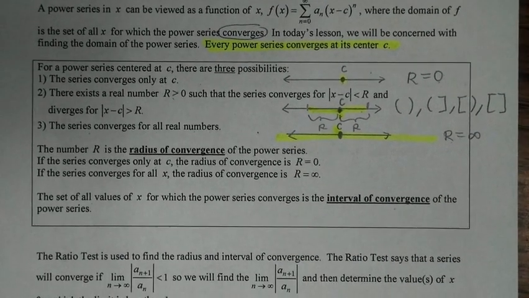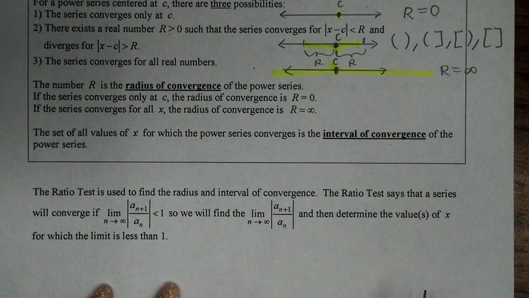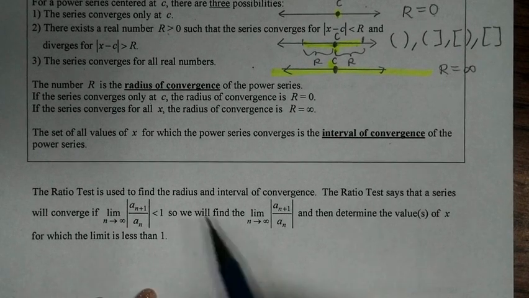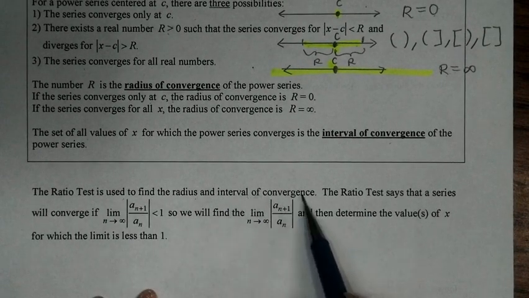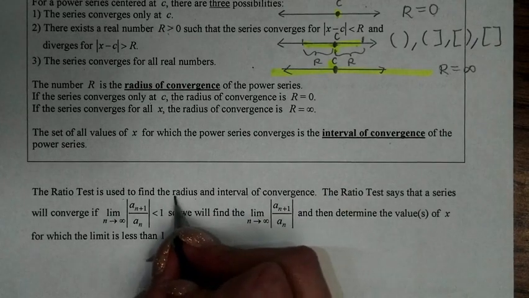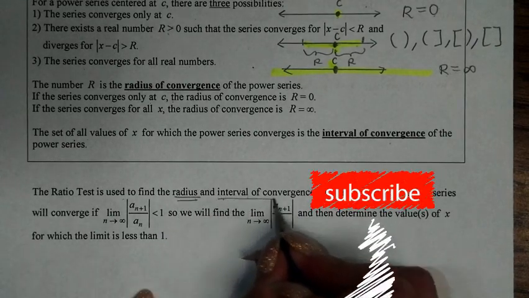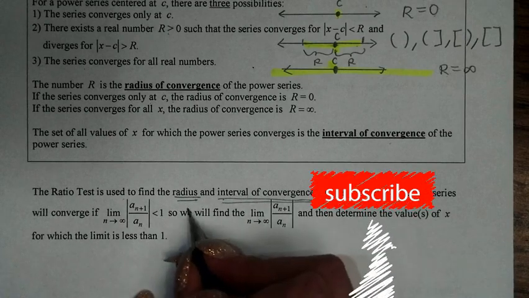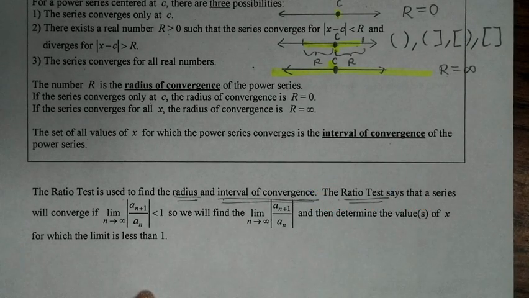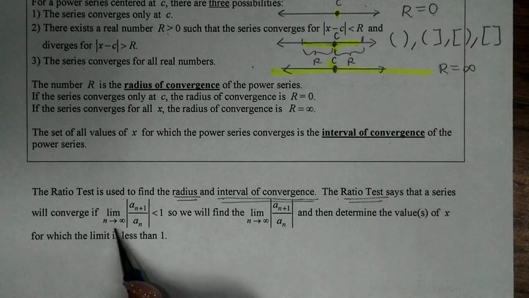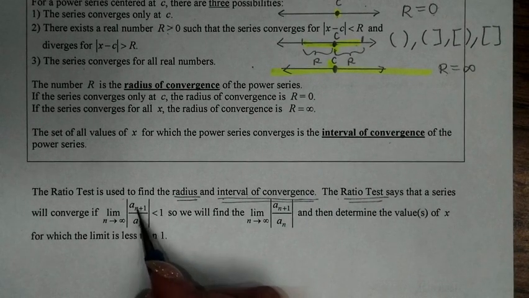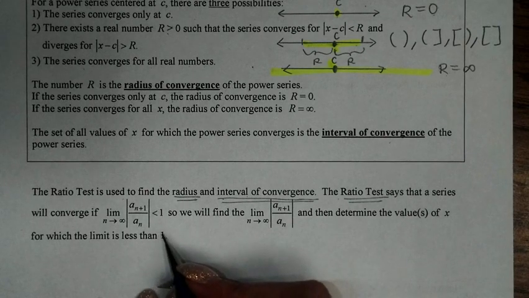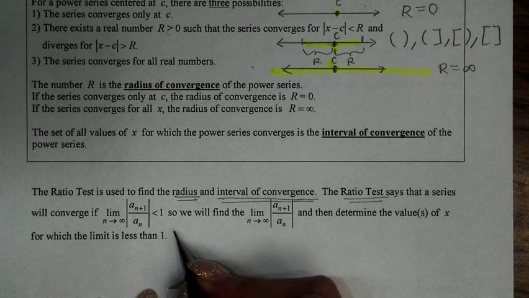Please note that what we love about this type of test is that you're not going to be guessing which test to use. For the power series, immediately you are going to use the ratio test to find the radius and interval of convergence. Okay, so whenever you have a power series and they ask you to find the interval and radius of convergence, you are going to use your beloved ratio test. Okay, this test tells you that a series will converge if the limit when n approaches infinity of the absolute value of a sub n plus 1 divided by a sub n is less than 1.